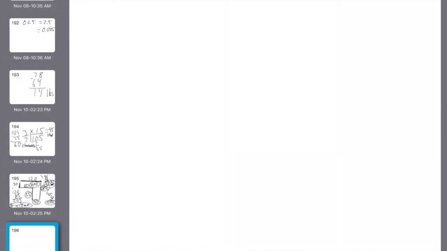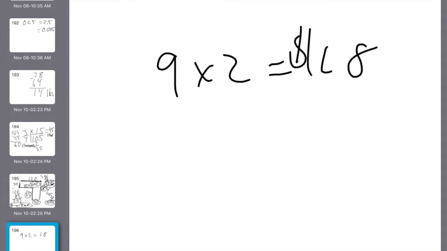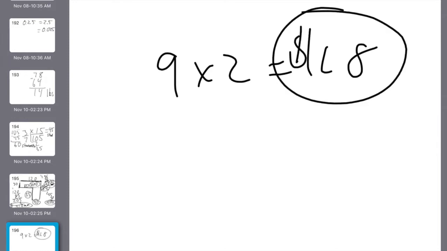Number 11. Sharika bought 9.16 gallons of gasoline at a price of 1.99 9/10 per gallon. Estimate the total cost. Well, I took 9.16 rounded to 9. I took $1.99 rounded to 2. 9 times 2 is 18 bucks.